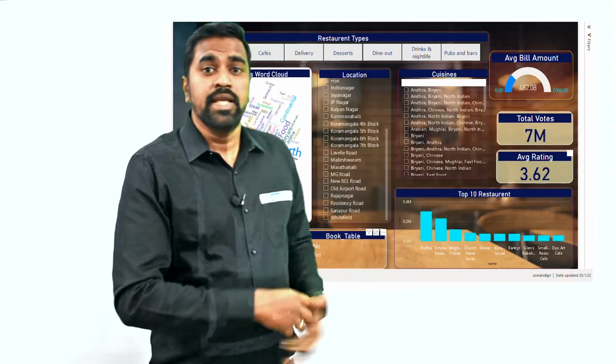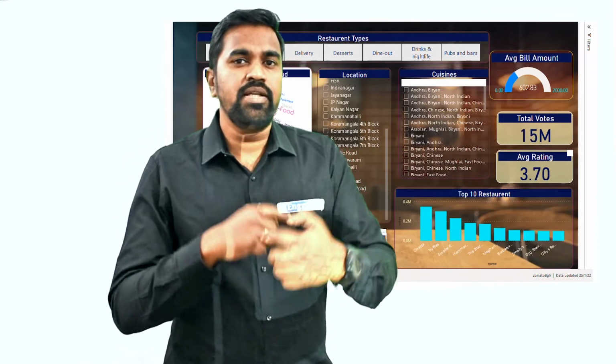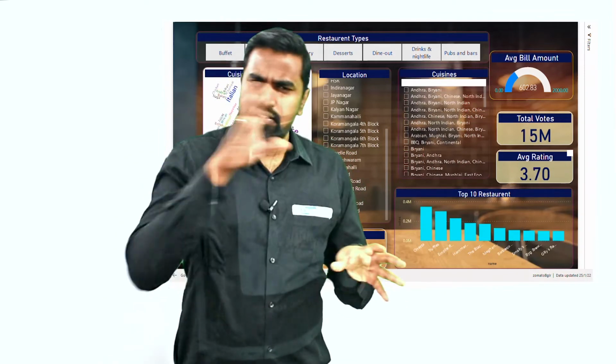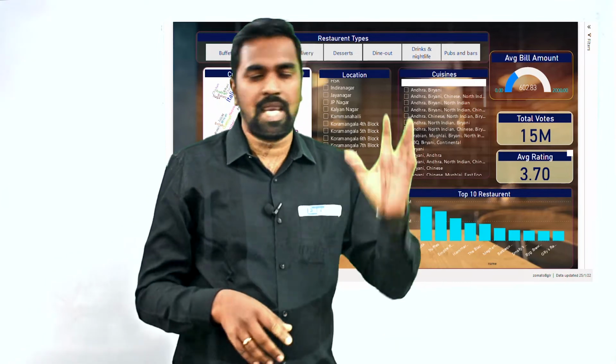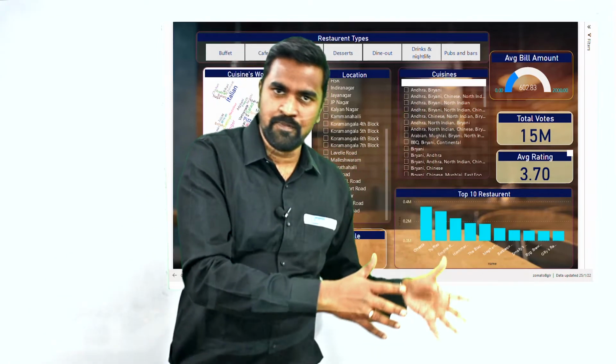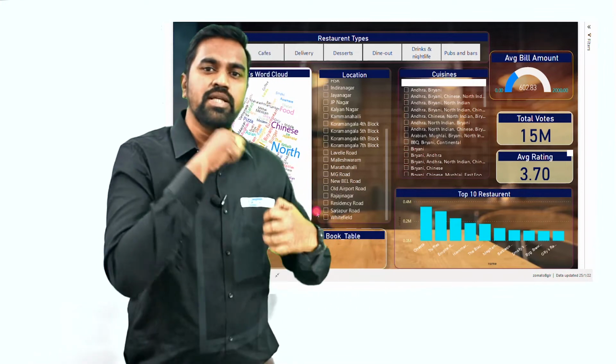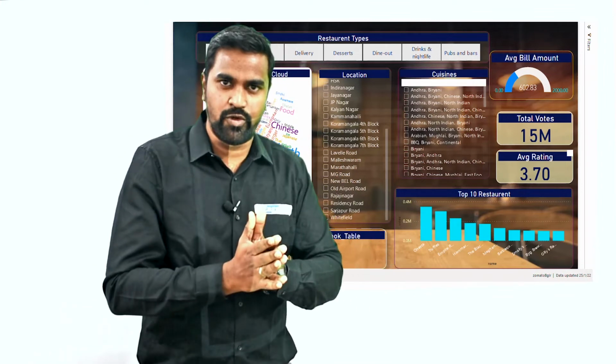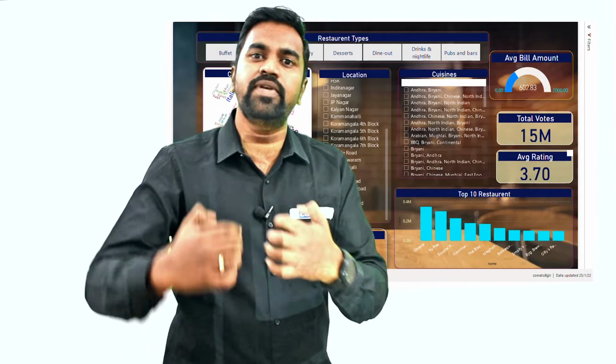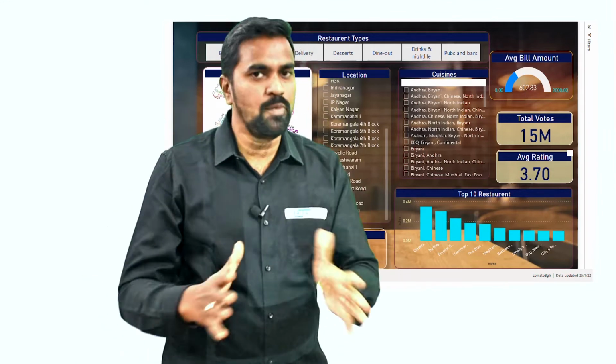What does it mean? It means that when you are setting up your restaurant, you must provide facilities to book a table, either through an app or through a website. This particular analysis is important to set up a restaurant to get the maximum profit out of it, and that is the job of a data analyst. I hope you got this.